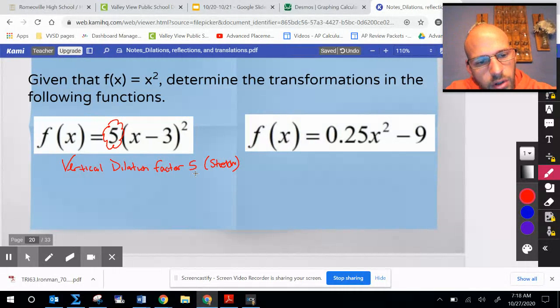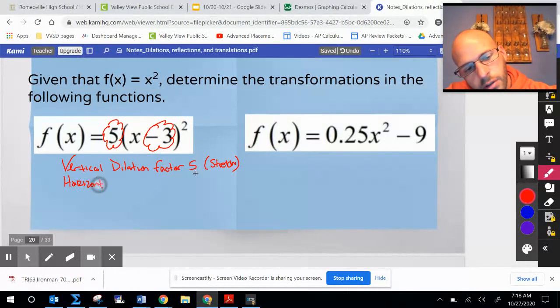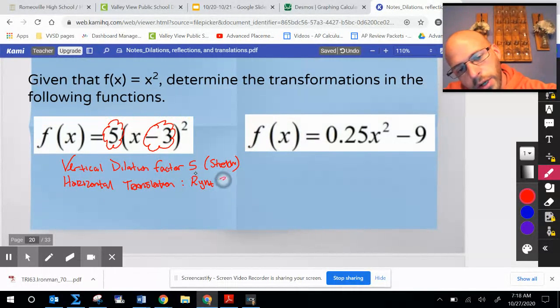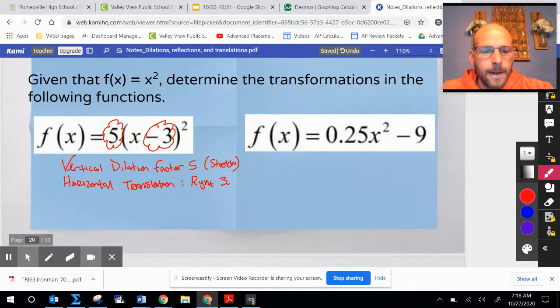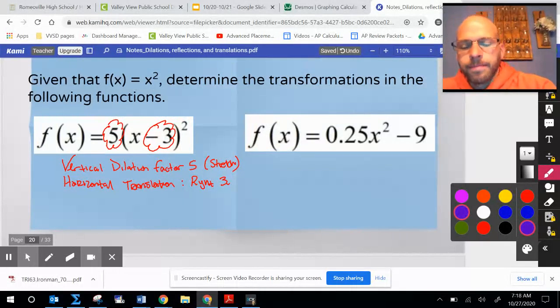I also, because I have x minus 3, I'm going to have a horizontal translation right 3 units. Okay, let's do one more.